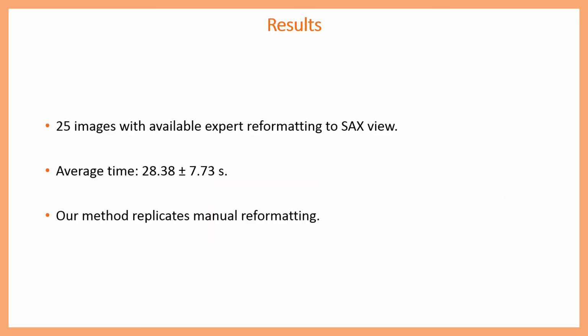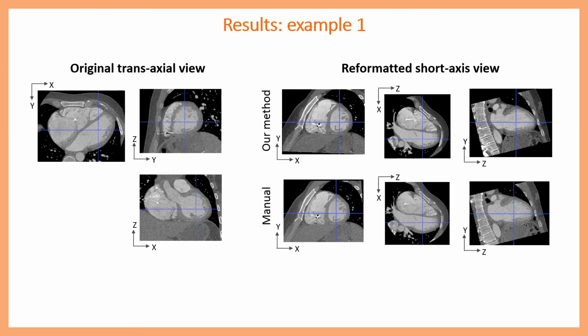We use 25 images with available expert reformatting to short axis view. The average time was a bit less than 30 seconds, and we saw that our method replicates manual reformatting. We can see here some examples. So this is the initial original trans-axial view, and these are the reformatted short axis views. This corresponds to the result corresponding to our method, and this is the manual reformatting. You can see that the results are very similar.